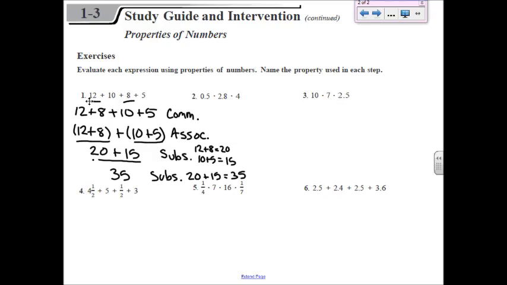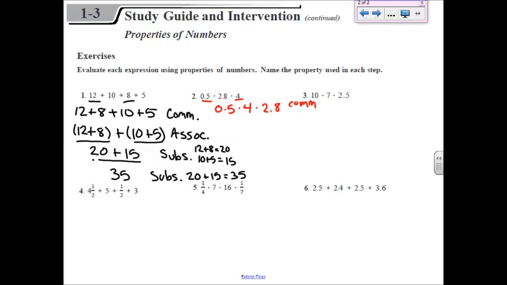we have 0.5 times 2.8 times 4. And with the 0.5, what I'm going to try and do is figure out what I know easily. What half of something is. And I know better what half of 4 is than what half of 2.8 is. So I'm going to reorder to put 0.5 and 4 next to each other. And that's by the commutative property, which says that order doesn't matter.